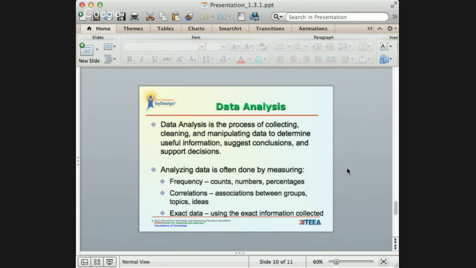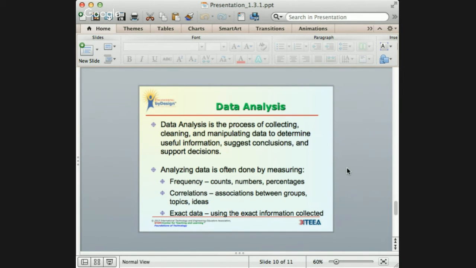So when you're done researching and collecting your data, you need to analyze it. So you collect it, you clean it, and you come up with conclusions of some nature. There's lots of different ways you can analyze data. I'm not going to get into all of them. Frequency is one, definitely, as they say. So this is quantitative. It's numbers. You can do correlations, which are associations between groups, topics, and ideas, using the exact information collected.